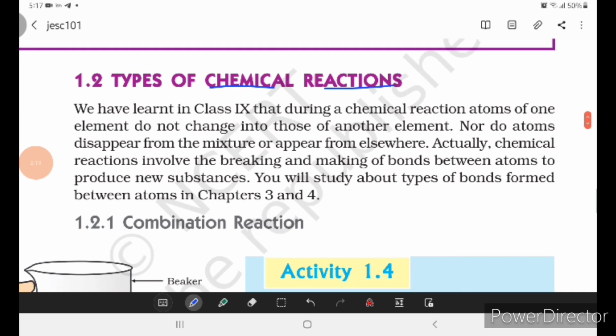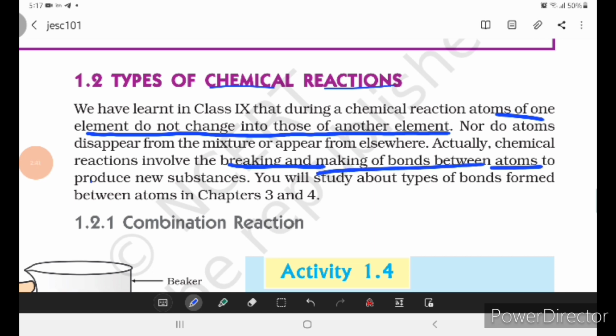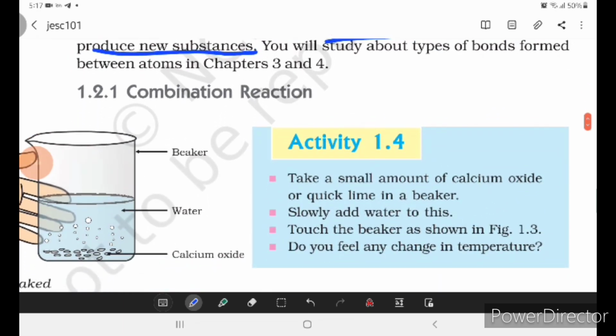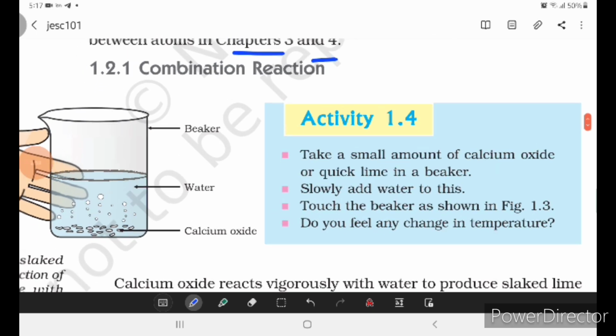We have learned in class 9 that during a chemical reaction, atoms of one element do not change into those of another element, nor do atoms disappear. Actually, what happens is that in chemical reactions, the atoms rearrange among themselves and there is a breakage of bonds, forming of bonds, and a new substance is formed. It involves the breaking and making of bonds between atoms to produce new substances. You will study about types of bonds formed between atoms in the third and fourth chapters. We'll do it later, when we get to that.